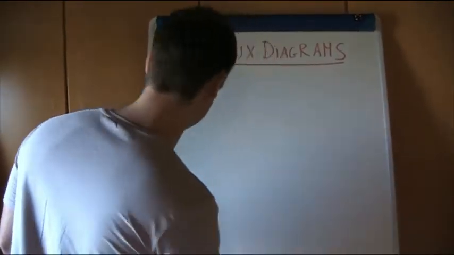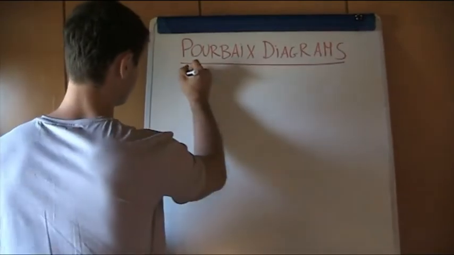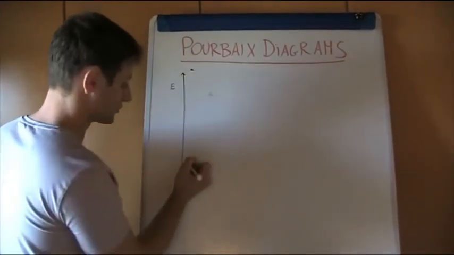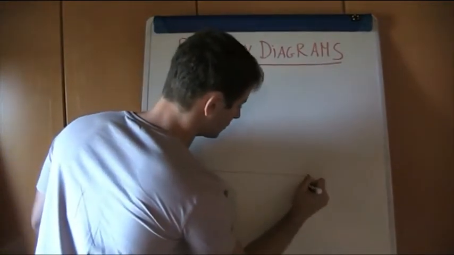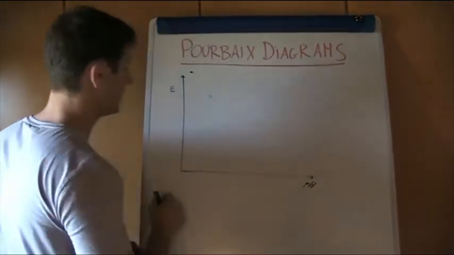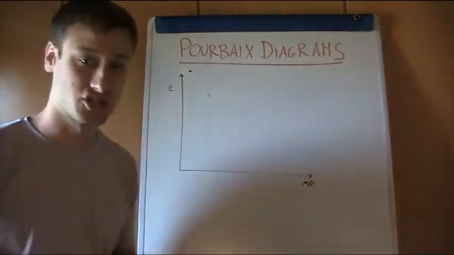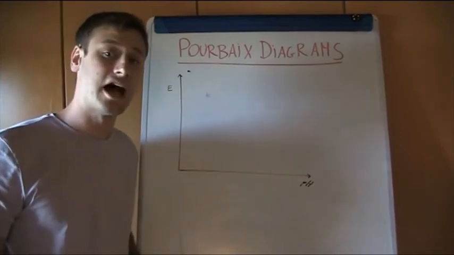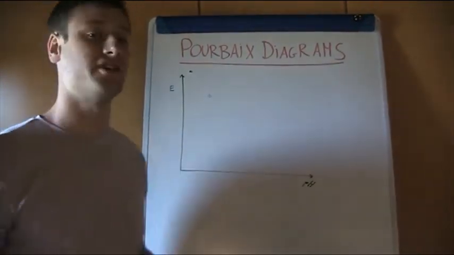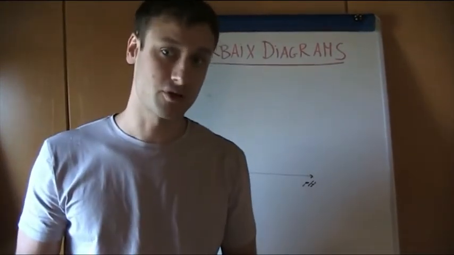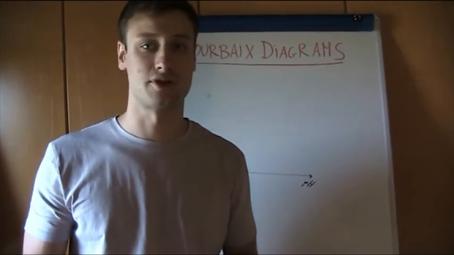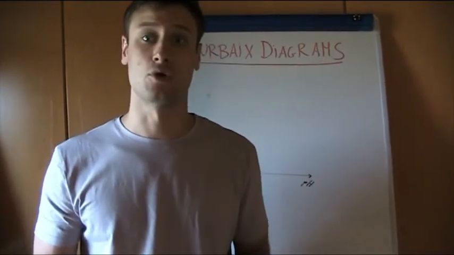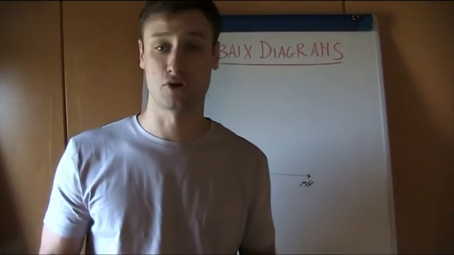A Pourbaix diagram is a diagram of the potential versus the pH. But what type of potential? This potential is the reduction potential associated with a specific semi-reaction. So a specific redox reaction, a specific redox couple. So we need to look at some examples in order to understand.